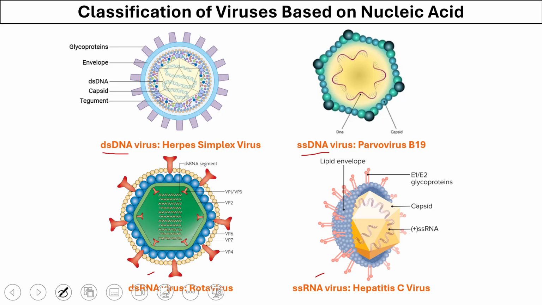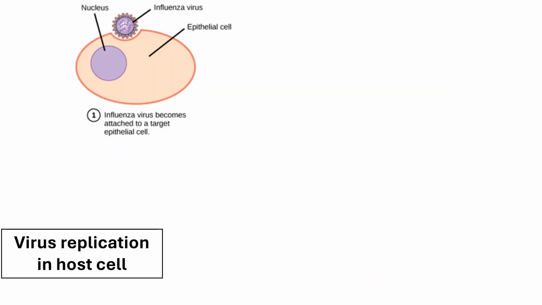The example of a double-stranded DNA virus is herpes simplex virus. A single-stranded DNA virus is a parvovirus. A double-stranded RNA virus is a rotavirus, and a single-stranded RNA virus is hepatitis C virus. Now let's look at how viruses replicate inside a host cell. There are several steps and we will look at them one by one.